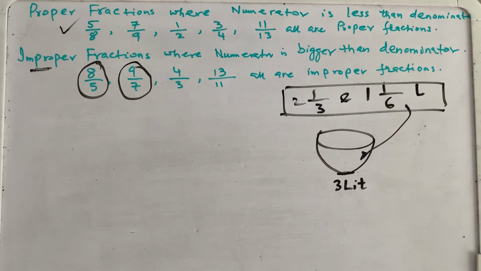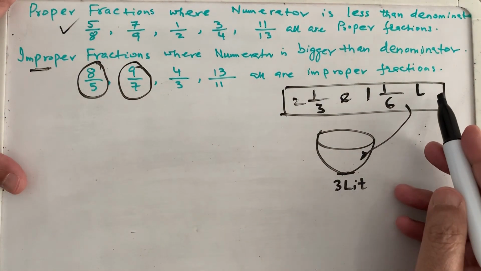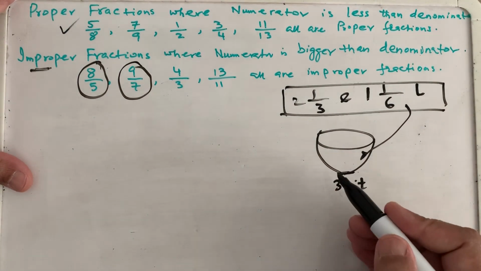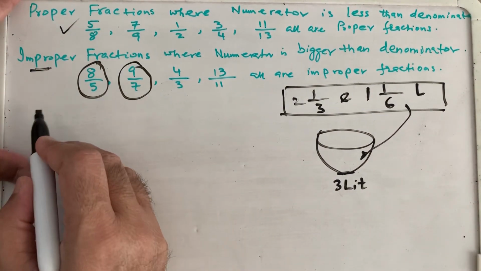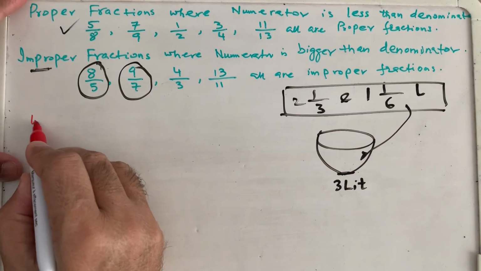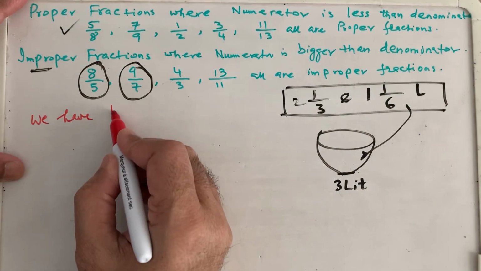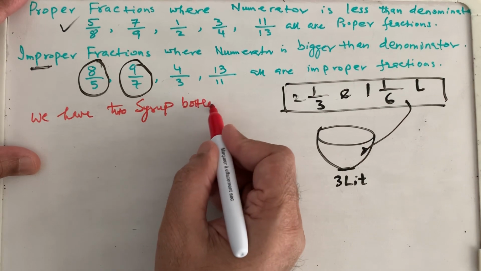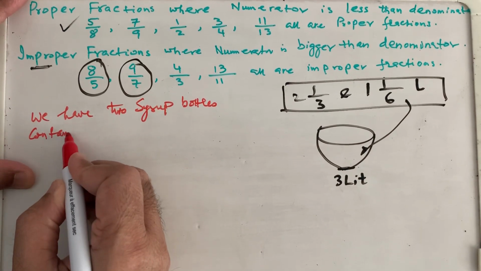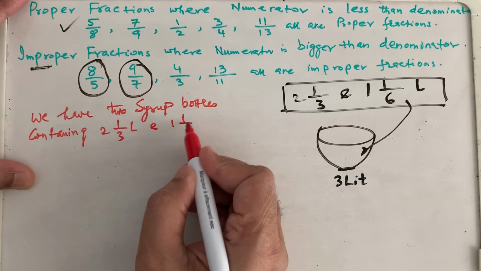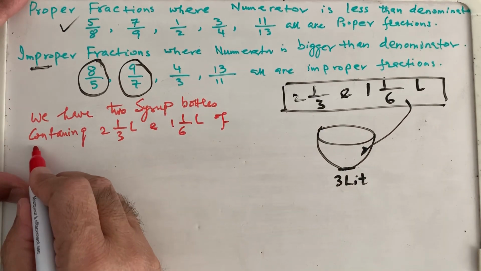So what we need to do is check that if we add these 2 types of syrup, is it equal to 3 liters, less than 3 liters, or more than 3 liters? If it is more than 3 liters, we cannot fit it in here. That is what the question is saying, right? So we will write a little question here and then we answer it. How to check? We have 2 syrup bottles containing 2 and 1 by 3 liters and 1 and 1 by 6 liters of syrup respectively.